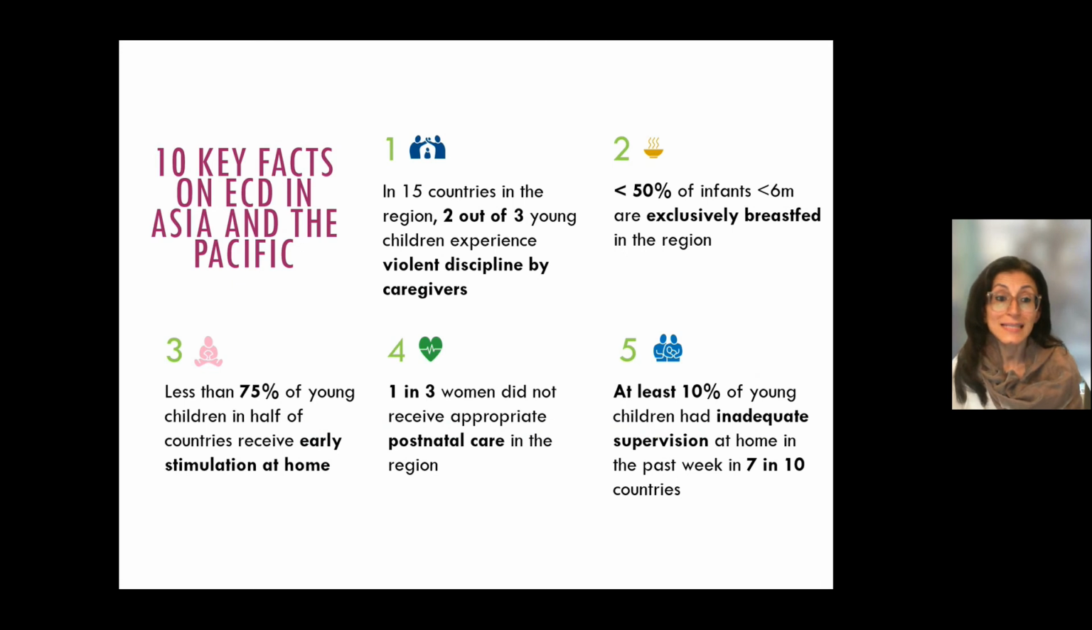Let me share with you now 10 key facts on early childhood development indicators for this region. First of all, in 15 countries in the region, 2 out of 3 young children experience violent discipline by caregivers. Less than 50% of infants under the age of 6 months are exclusively breastfed. Less than 75% of young children in half of the countries receive early stimulation at home. 1 in 3 women did not receive appropriate postnatal care in the region.